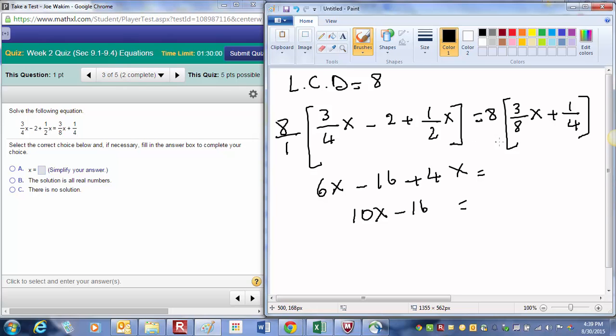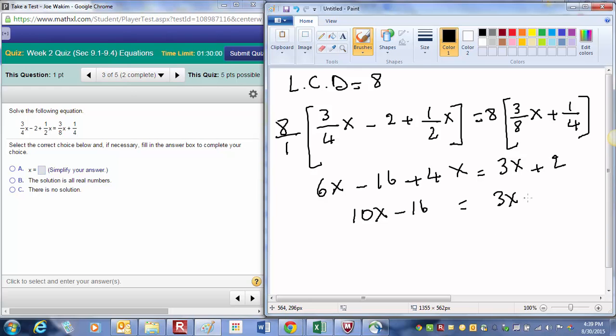Let's go to the right hand side. 8 and 8 cancel, so that's going to be only 3x. 8 and 4 cancel also. 8 by 4 is 2, 4 by 4 is 1, so that's a 2 times 1, and that's only a 2.